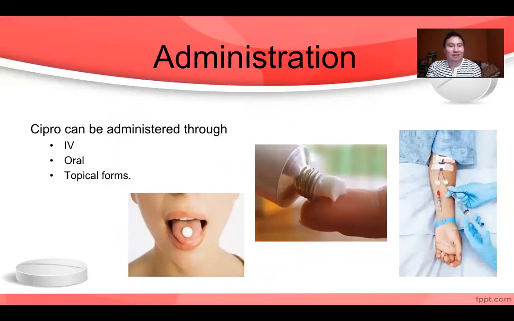Administration: we can give it via IV, oral, or topical forms. IV onset can be 10 minutes with a peak at 30 minutes, and a duration of 4 to 5 hours. For the oral tablet, onset varies and peak is at 60 to 90 minutes, with a duration of 4 to 5 hours. These medications can cross the placenta and enter breast milk.